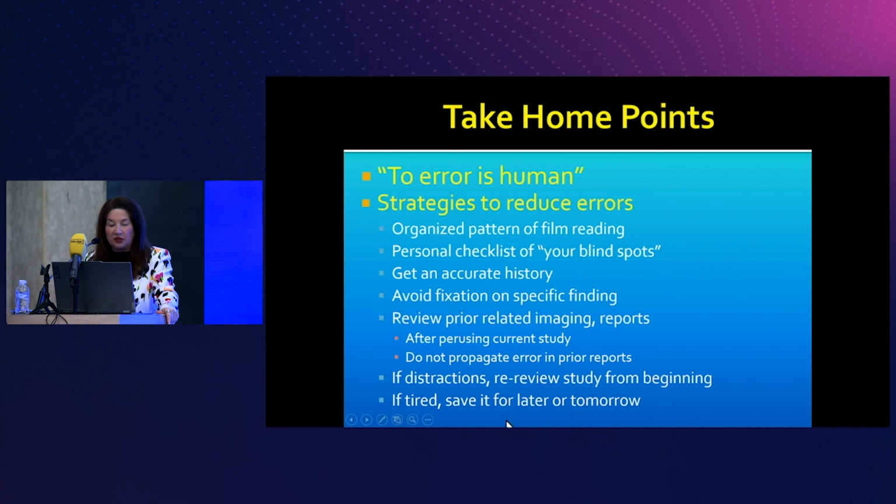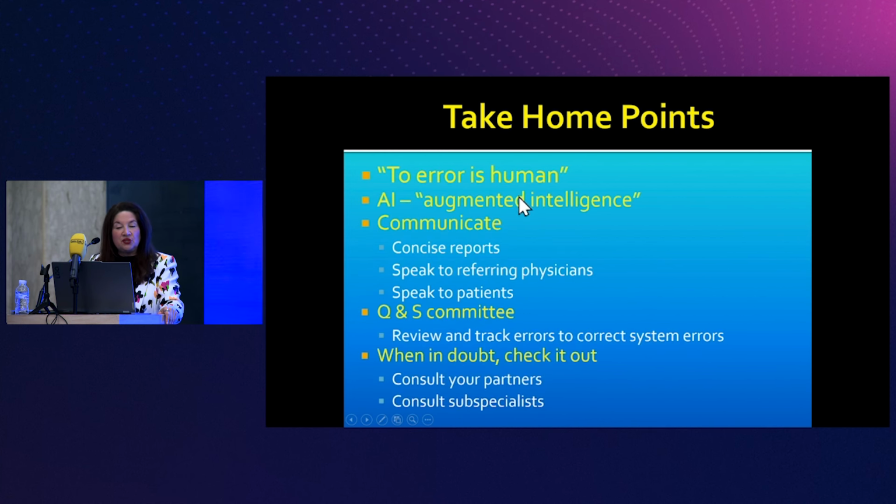Don't just try to pick up where you left off. And if you're tired, save it for later or tomorrow. The last person of the day deserves the same care as the first person of the day. Very, very important. To err is human.